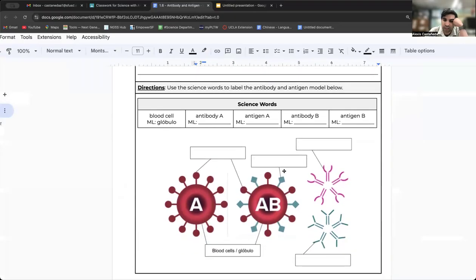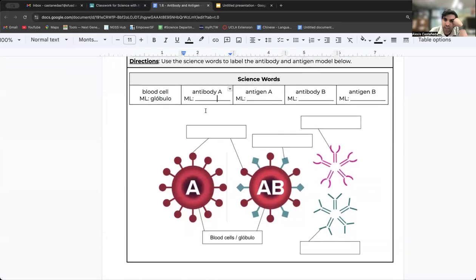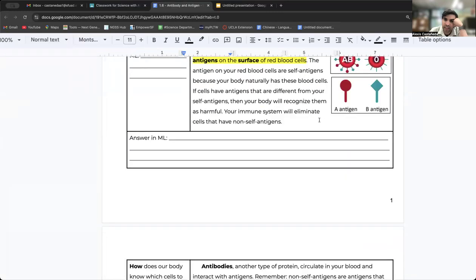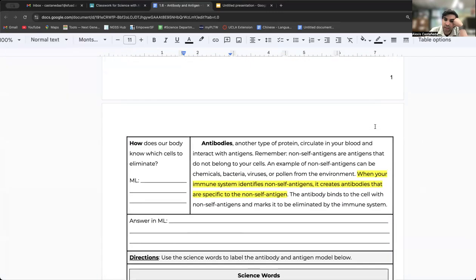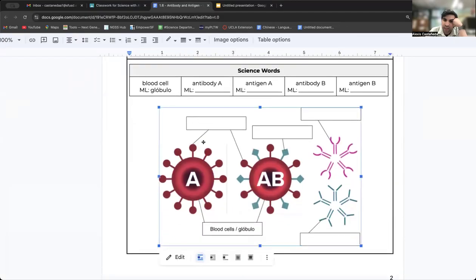Okay, so let's actually look at this a little bit more. So here we have different types of blood. Again, you can always put the translation here if that's helpful for you, the translation of these science words. So let's label this here. Before, we saw that these are the antigens, antigen A and antigen B. Antigen A is going to be the one in this box. Right here, we have antigen A. There's an antigen A on blood type A, and there's an antigen A on blood type AB. Both of them have an antigen A. That's why both of them have an A in the name. So here we're going to write antigen A.